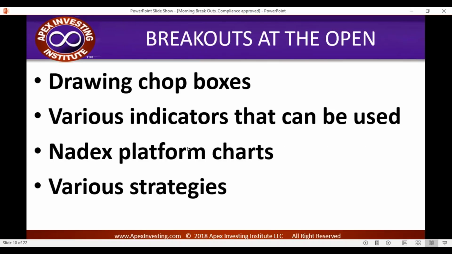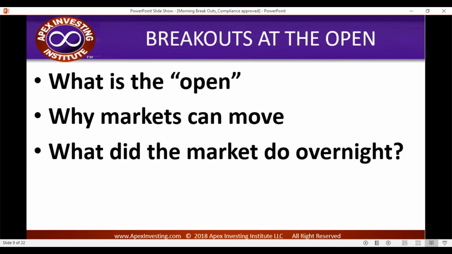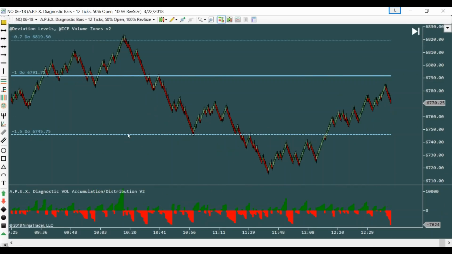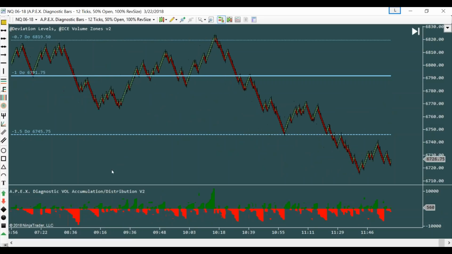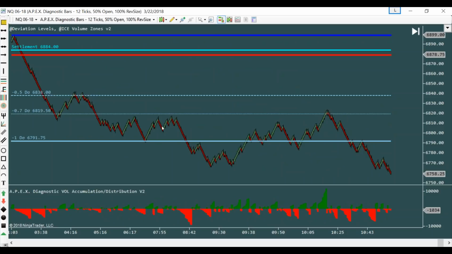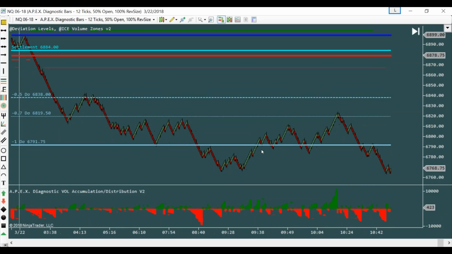So one of the things that I like to do in the mornings, and let me pull up a chart here, let's look at this a little bit more visually, is to take a look at what the market has done overnight. Because what you'll often see is sometimes in the morning, you'll be able to easily spot these breakouts, and you'll be able to easily spot kind of where you want to draw your chop box. And what do I mean by a chop box? I'm going to show you that.